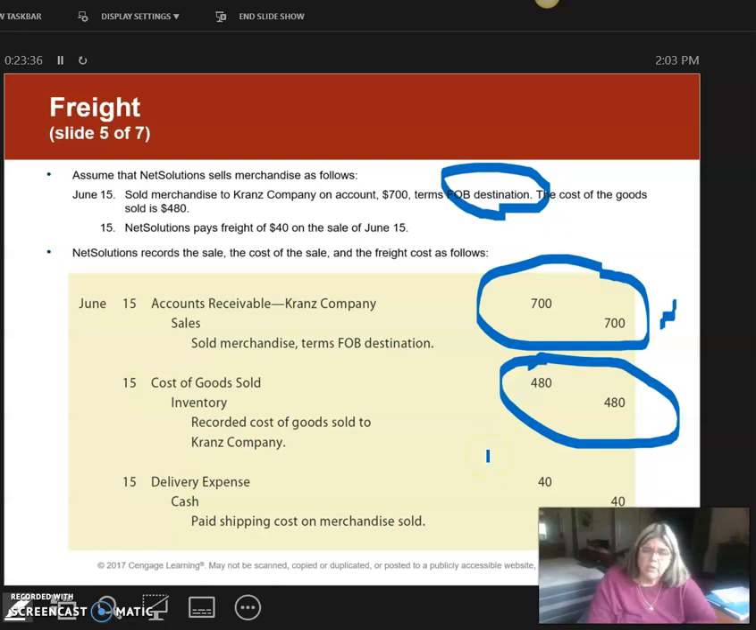Now, in today's real world environment, this is not how things happen. In today's real world environment, it's called prepay and add.